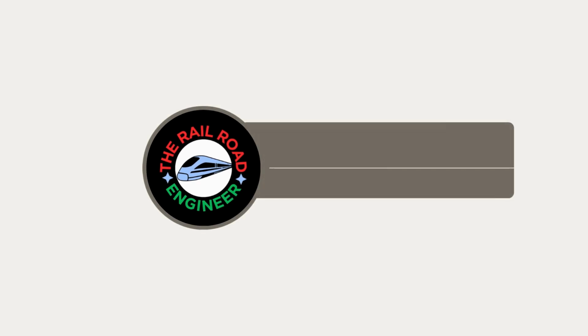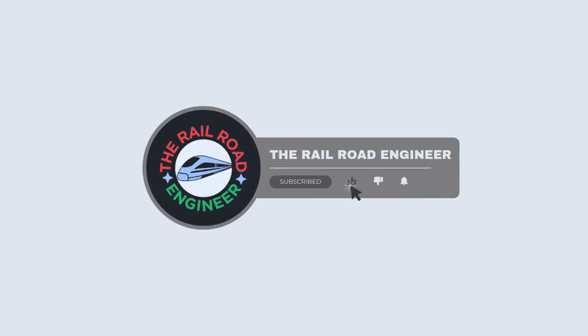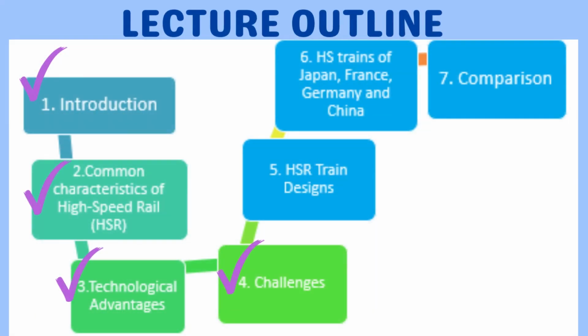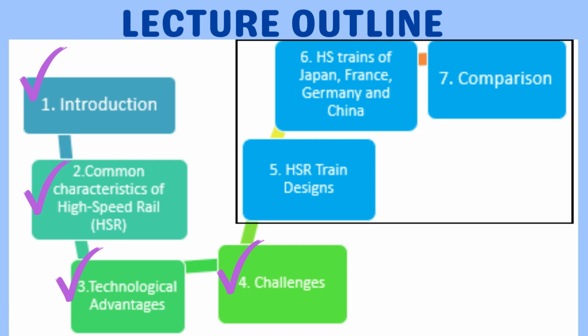In this video, we will be focusing on the train designs of high-speed rail. While the first 4 parts of the lecture outline have been covered in the earlier video, this video will cover the remaining 3 parts. That is the basics of a high-speed train, the pioneer designs of the high-speed trains, and finally, the comparison between the 3 main design marvels.